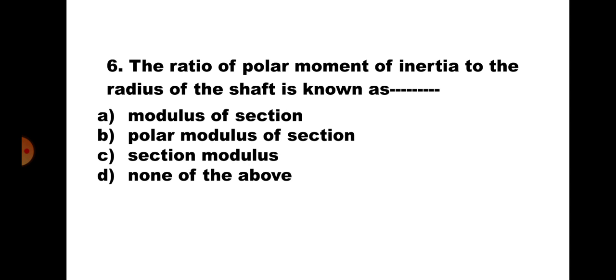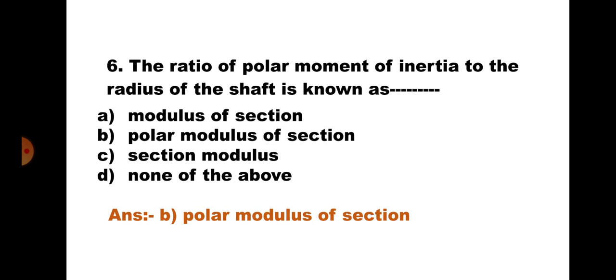Question number 6. The ratio of polar moment of inertia to the radius of the shaft is known as A. Modulus of section, B. Polar modulus of section, C. Section modulus and D. None of the above. This is the definition of polar modulus of section, that is IP upon R, and hence the correct answer of this is B. Polar modulus of section.